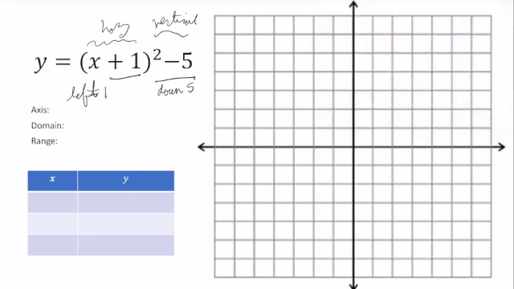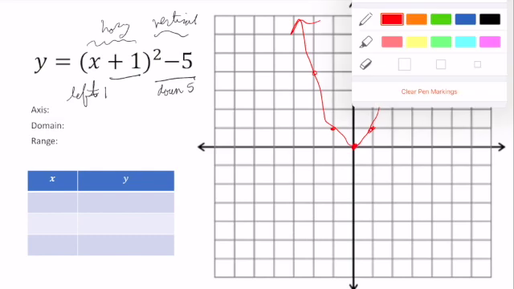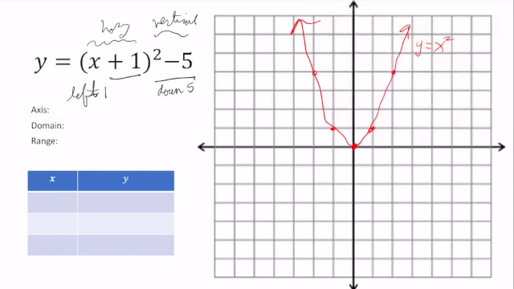So here's our original graph of y equals x squared, okay? And I say I'm going to shift down 5. So let's take our vertex and go down 5. 1, 2, 3, 4, 5. And over to the left 1. So I predict that this is going to be my new vertex.